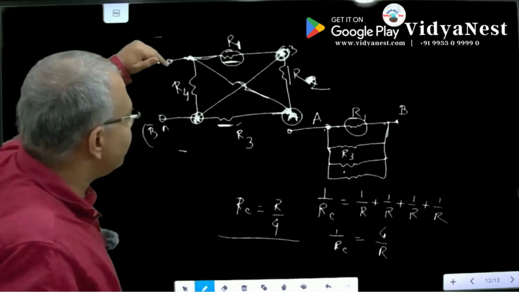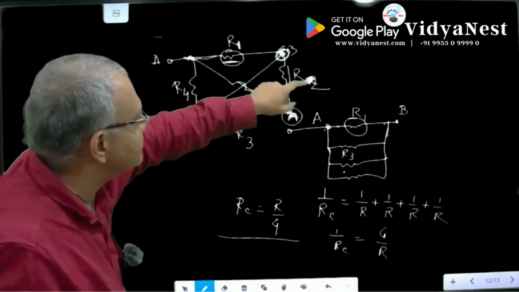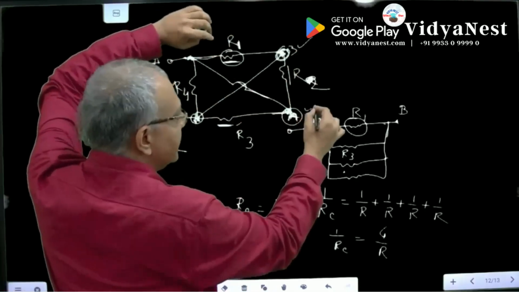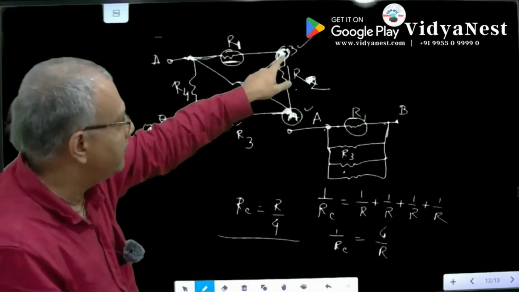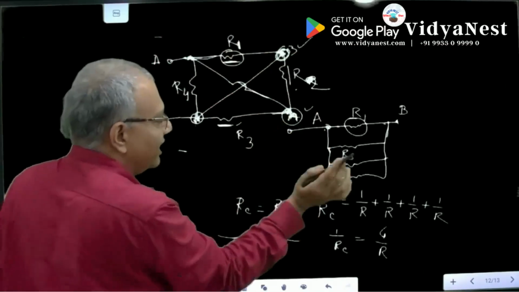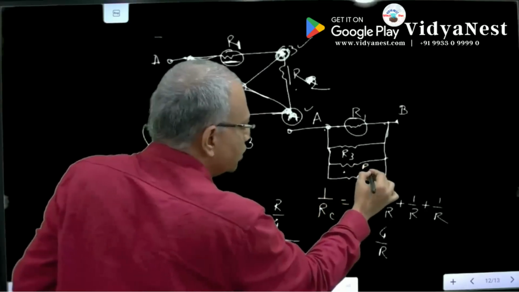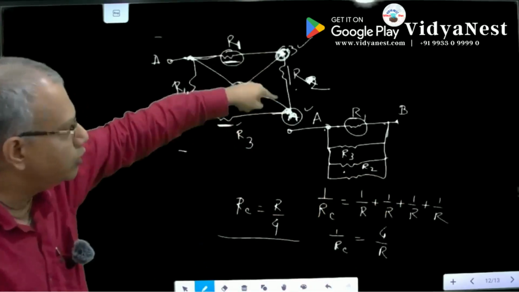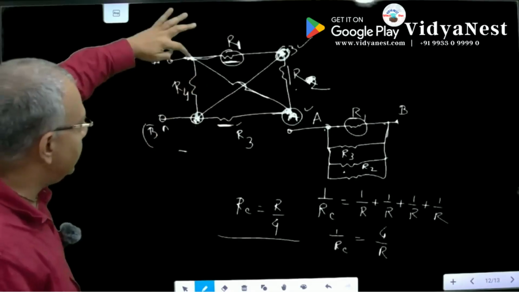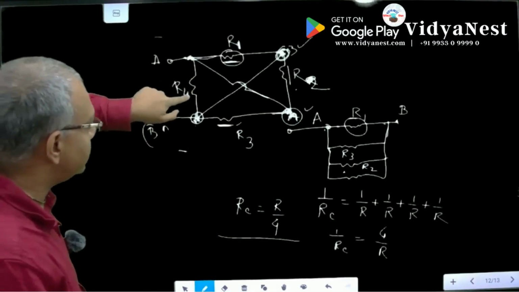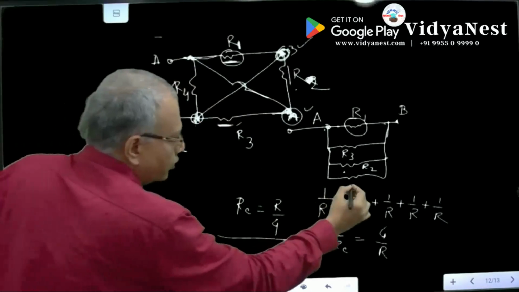Similarly, if I take this resistance, this point is B, this point is A. Crossing B to A, I'm going to get this one, R2, B to A or A to B, whatever it may be. This is R2. Similarly, A to B, what is the resistance? The final resistance is going to be the existing R4.